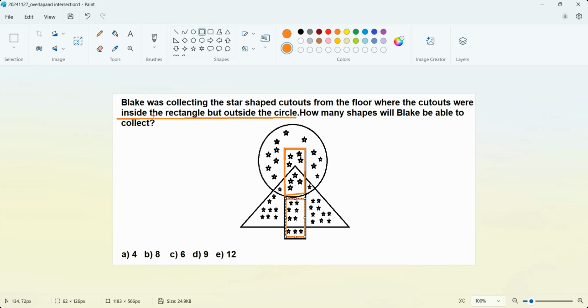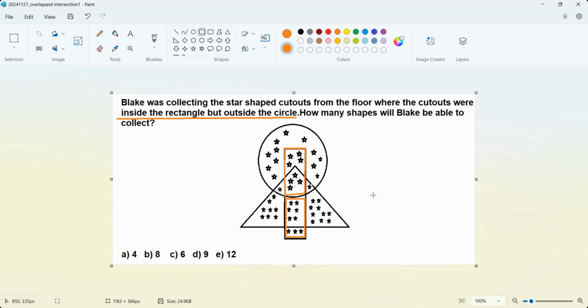So we have been asked inside the rectangle but outside the circle. So this is the non-intersecting part between circle and rectangle. Remember, if it is outside one shape and inside another, that's called the non-intersecting part. And if we have inside both circle and rectangle, then it's called the intersecting part. If you keep that in mind, it becomes very simple. So in this case, we are talking about the non-intersecting part. So how many star-shaped cutouts are there? One, two, three, four, five, six, seven, 8, and 9. It's as simple as just counting them once you understand what is non-intersecting part.